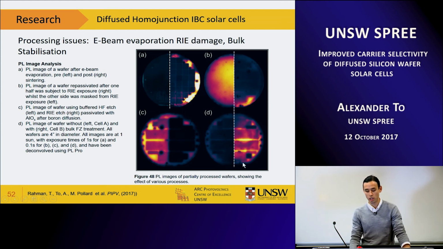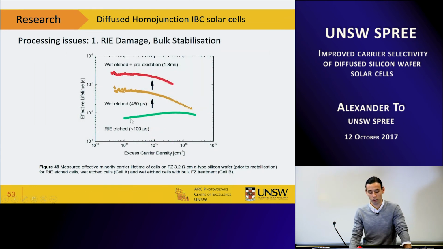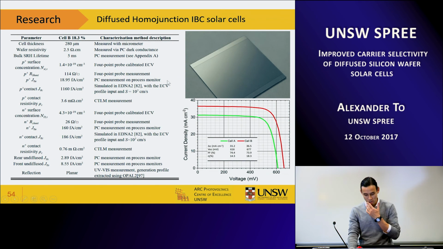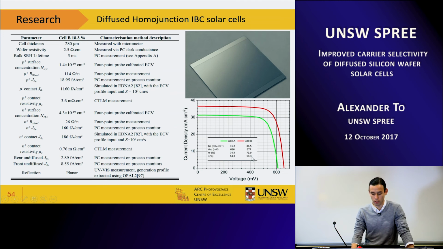And you can see that the PL prior to metallization was much greater on the bulk stabilized side as opposed to the other. So we wrote about that in a paper recently and quantified that. But here's a nice demonstration of the effect that it had on our lifetime prior to metallization when we implemented each of these sequential improvements. So in terms of where our baseline is now, for a polished IBC cell, we're at 18.3%. It's not amazing, but it's not particularly bad either, considering it's polished and what we're trying to do.